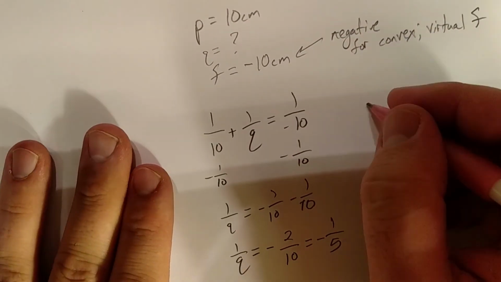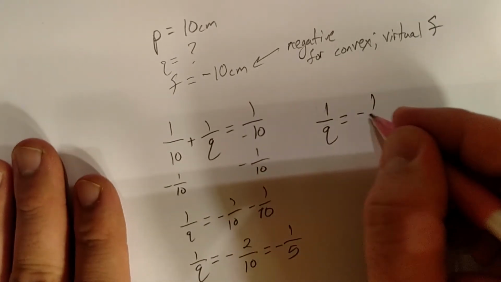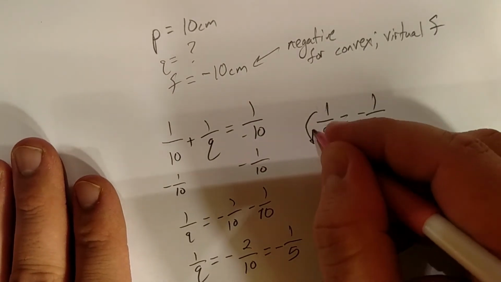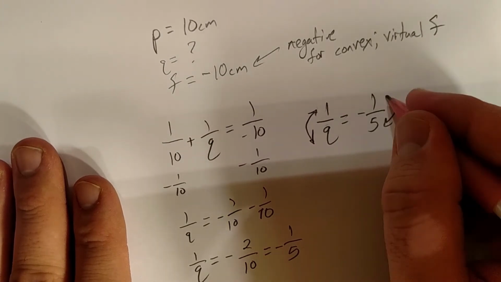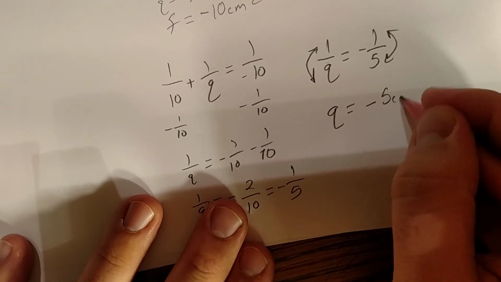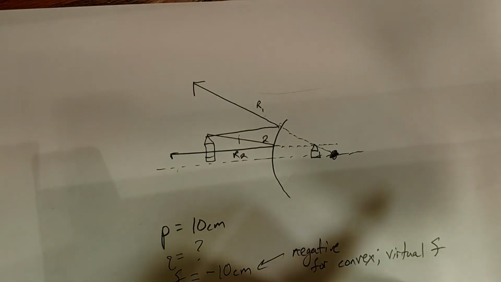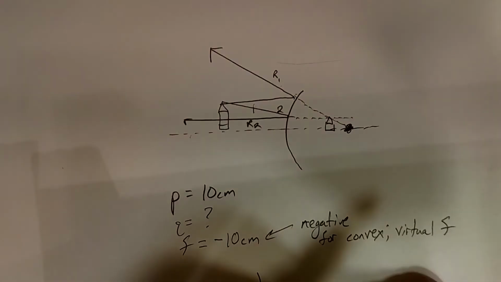Now the last step to find Q is to do the reciprocal. So negative 1/5 right there, we flip it over, and we find that Q is equal to negative 5. Now if we look up at the drawing in a moment, we'll see that that's a little bit off, but once again our drawings aren't perfect.